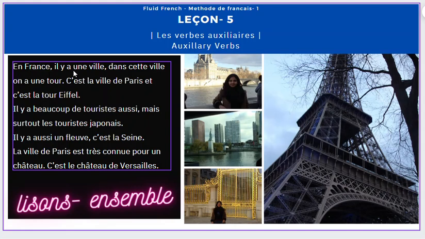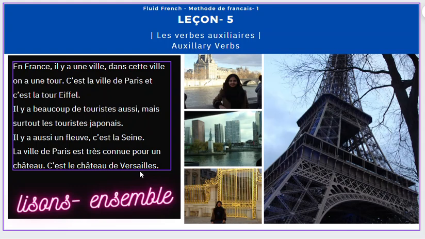En France, il y a une ville. Dans cette ville, on a une tour. C'est la ville de Paris et c'est la tour Eiffel. Il y a beaucoup de touristes aussi, mais surtout les touristes japonais. Il y a aussi un fleuve, c'est la Seine. La ville de Paris est très connue pour un château, c'est le château de Versailles.